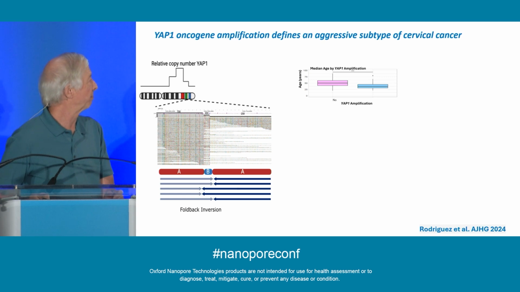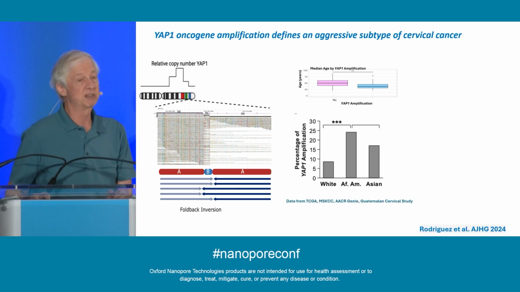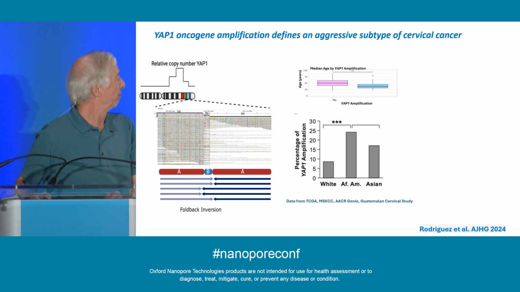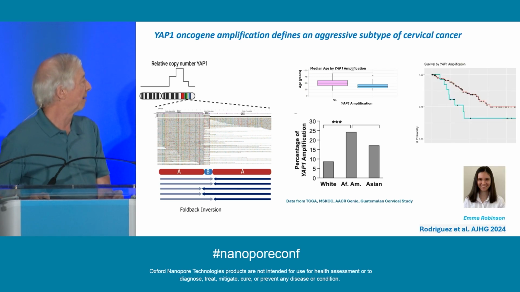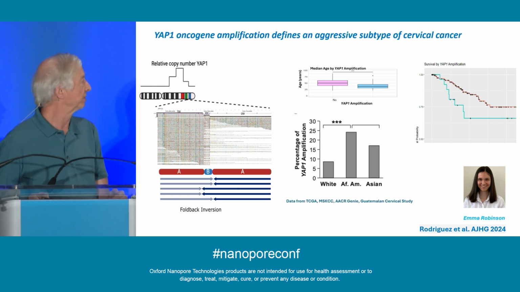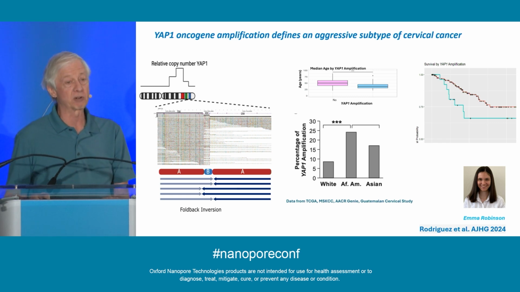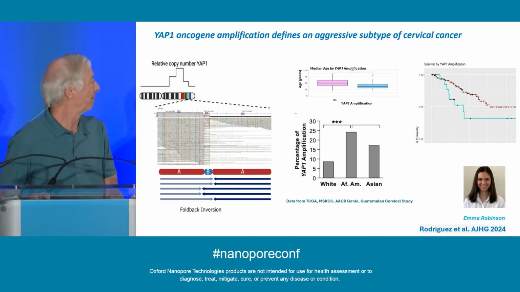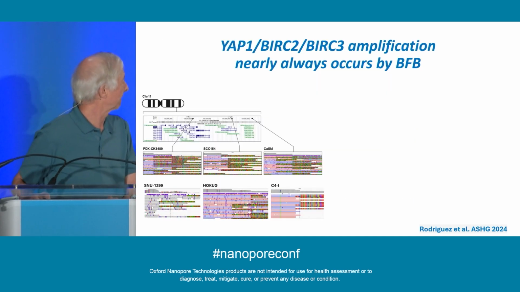Patients get diagnosed about 12 years earlier. This is more common in African American and Asian women than in women of European origin. And Emma Robinson in the lab has shown that these women have worse prognosis. So this is a subtype of cervical cancer that's more aggressive with poor outcome, more common in minority populations.